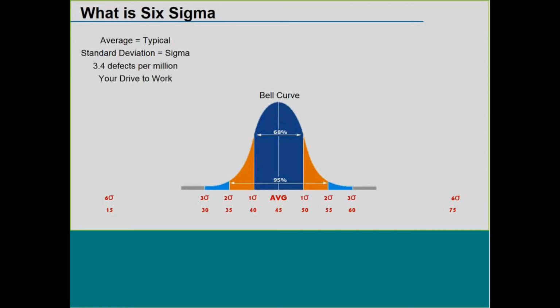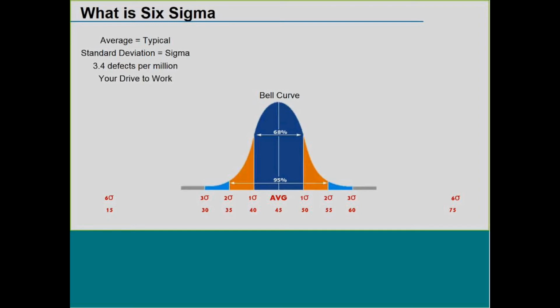What does that mean? Well, statistically, if it's an average of 45 with a standard deviation of 5 minutes, 68% of the time, you will arrive to work between 40 and 50 minutes, within 1 sigma of your average. Note that the sigma, or the standard deviation, is both on the positive and negative side of your average.